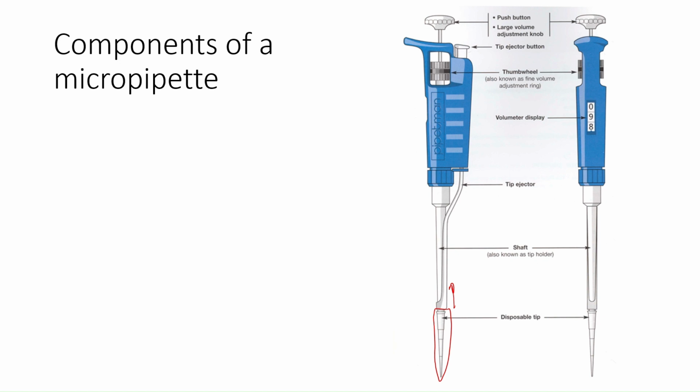So when you're ready to use the micropipette, you also have to be concerned with some of the parts at the top. To adjust the volume that you want to measure and dispense, you're going to use 2 different areas. The first one you'll use is the large volume adjustment knob. If you want to make a large change in the volume from what it's measuring now to what you want it to measure, start using the large volume adjustment knob. And then for more fine-tuned adjustments, you can use the thumb wheel, which is also called the fine volume adjustment ring.